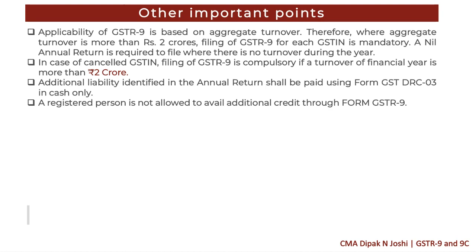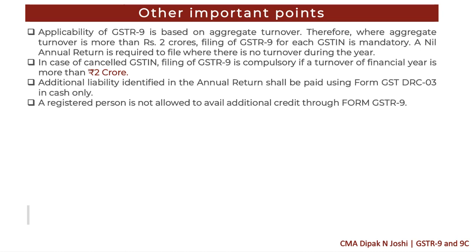Now, one more important aspect, sometimes people are taking registration till completion of their work, and after completion they are cancelling their registration. So in that case also, if turnover exceeds 2 crores, even if you have cancelled your registration, still filing of GSTR 9 is mandatory if turnover exceeds rupees 2 crores, and 9C is also compulsory if turnover exceeds 5 crores.